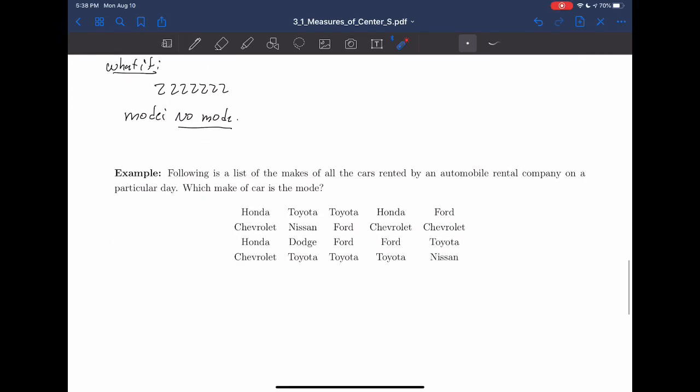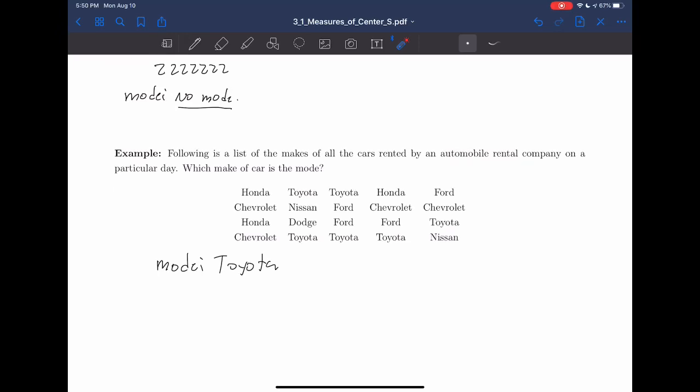So let's look at this example. You have this list of cars and you want to figure out the mode. And you notice that the mode here is Toyota. But another thing that's pretty interesting is, is it possible to compute the mean of this data set? No, right? Because this is just a list of names. Is it possible to compute the median? Again, no, this is just a list of names. But it is possible to compute the mode. So that's pretty interesting about the mode, that it works for both quantitative and qualitative data.